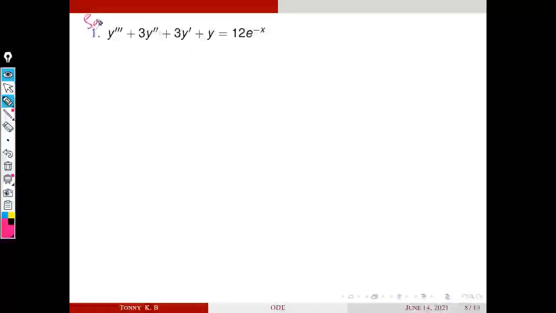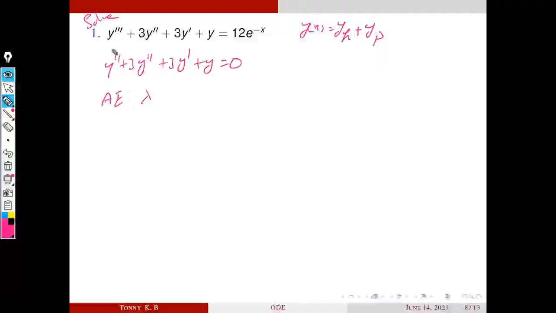We have to solve y triple dash plus 3y double dash plus 3y dash plus y equal to 12 e raised to minus x. So first we know that in general the solution y of x is equal to yh plus yp. How to find yh? To find yh, you write the homogeneous equation and solve it. So this is the homogeneous equation corresponding to this equation. So what is the auxiliary equation? That is lambda cubed plus 3 lambda square plus 3 lambda plus 1 equal to 0.